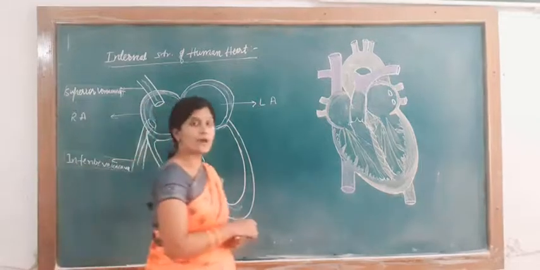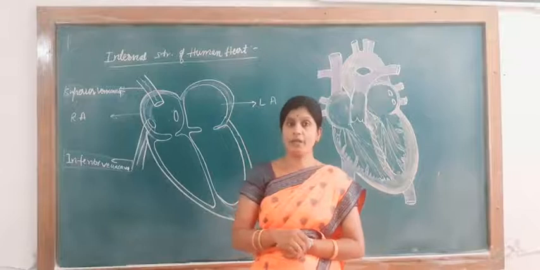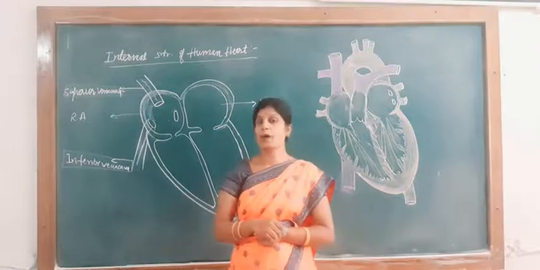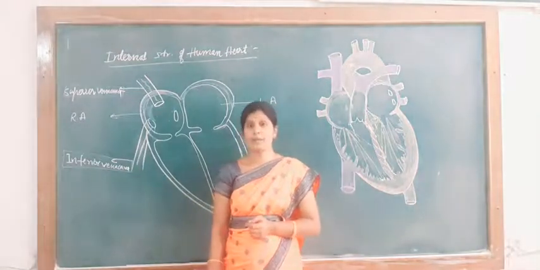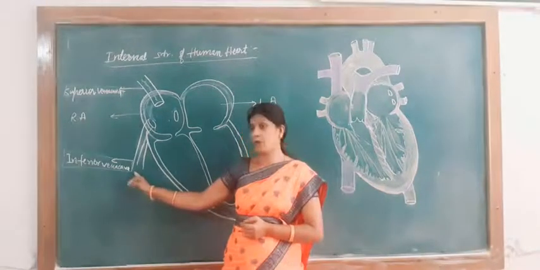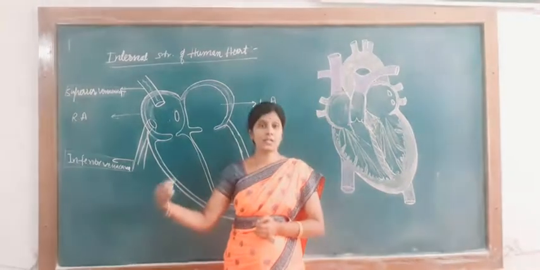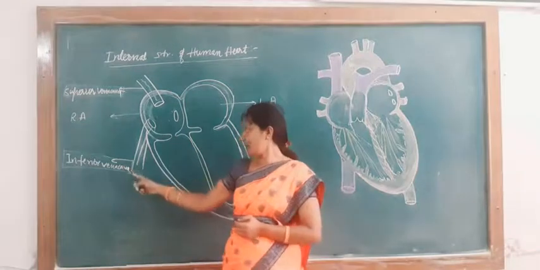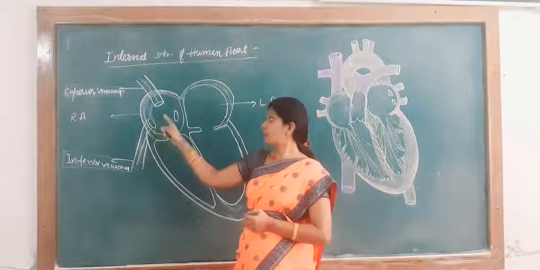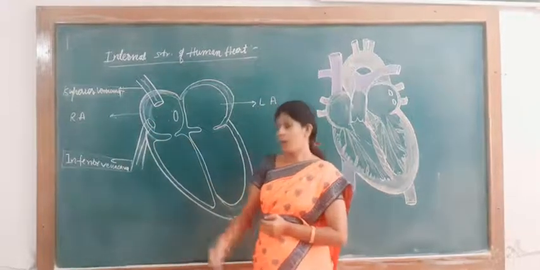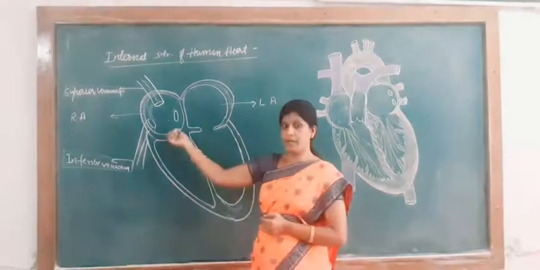From the upper body parts it is brought by the superior vena cava, also called the precaval vein, and from the lower body parts the inferior vena cava, or postcaval vein, brings the deoxygenated blood which has been used by our tissues. That deoxygenated blood is collected by these veins and released into the right atrium. Upper body parts, lower body parts, deoxygenated blood has come into the right atrium.